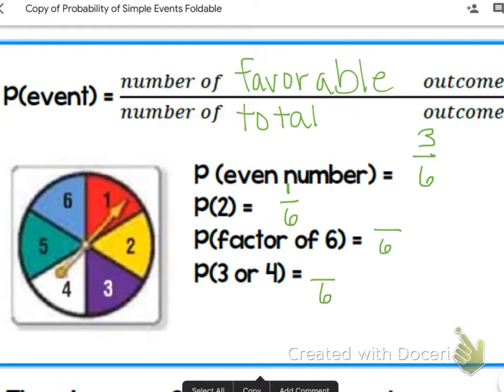Alright, probability of a factor of 6. So remember, a factor is a number multiplied together. So 1 and 6 multiplied together to get 6, and 2 and 3. So that's actually 4 out of 6. We can reduce these fractions, like 1/2. In this case, it's 2/3. Probability of a 3 or a 4. So the probability of a 3 or a 4 happening, that's 2 possibilities. So it reduces down to 1/3. So that is probability.